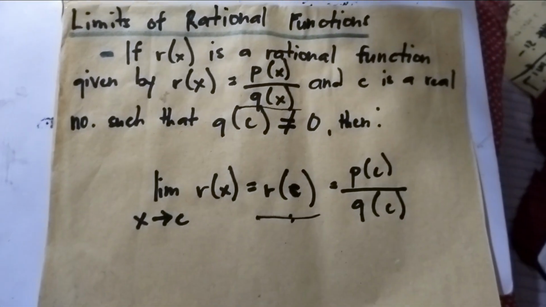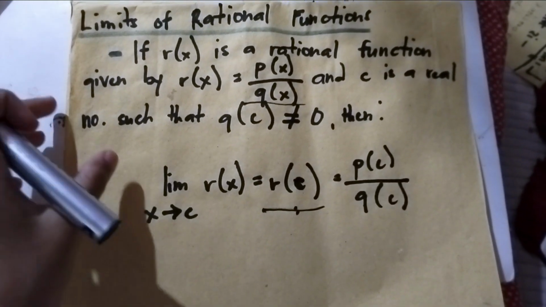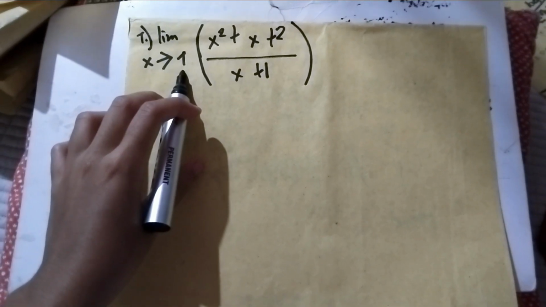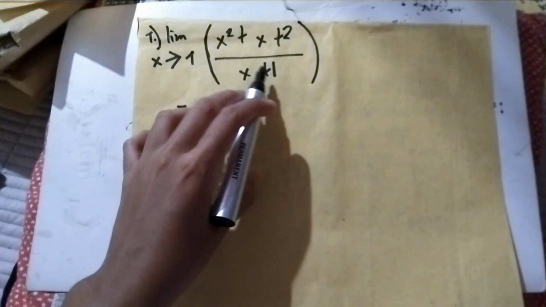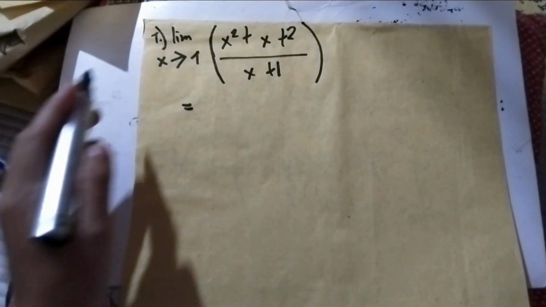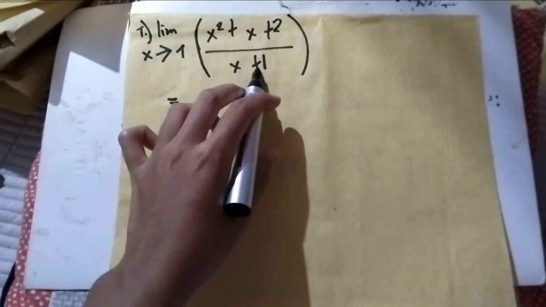Para mas masabtan na to ang rational functions, we will try to solve equations. Example, limit of x squared plus x plus 2 all over x plus 1 as x approaches 1. So again, as long as dili ma zero ang denominator, pwede ta mag direct substitution. So atong i-substitute ang 1 as x. So 1 plus 1 equals 2. So dili man ma zero ang denominator, so we can direct substitute the value of our x.